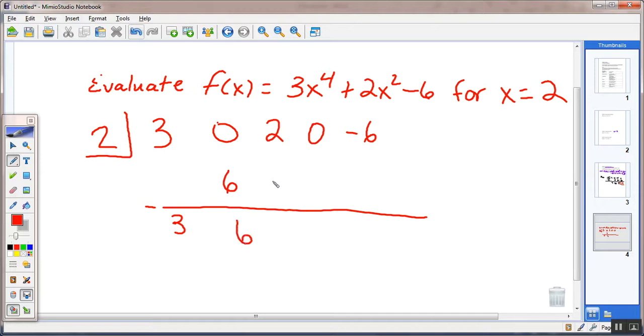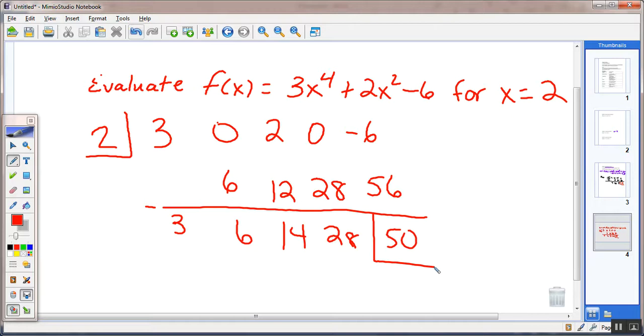Multiply that by 2, you get 12. Add the 2, you get 14. Multiply 14 by 2, you get 28. And then that equals 28. And then multiply 28 times 2, you get 56. And then add the -6 and the 56, and you get 50.